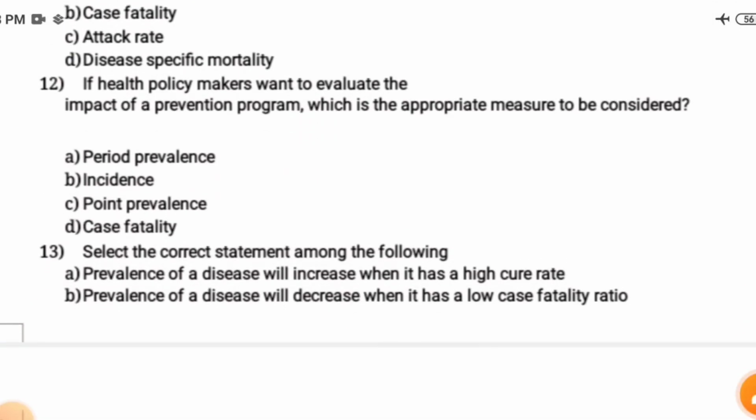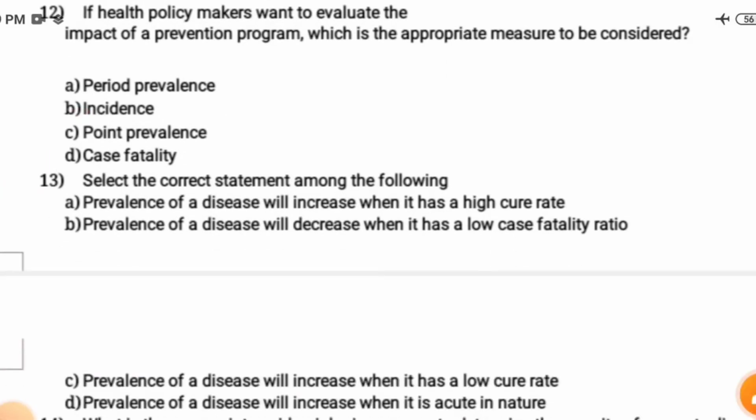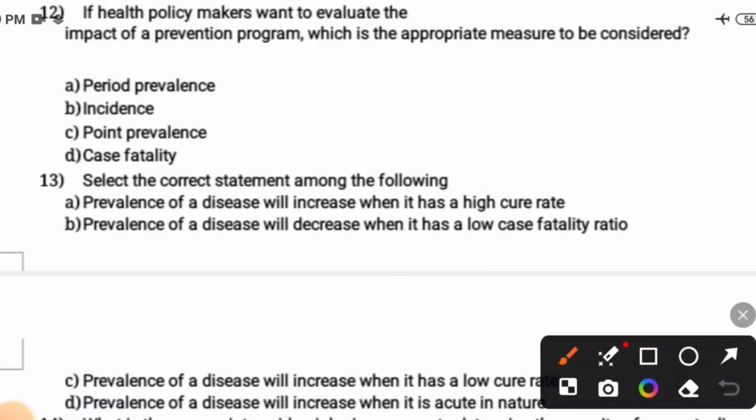If a health policymaker wants to evaluate the impact of a prevention program, which is the appropriate measure to be considered? Period prevalence, incidence, point prevalence, case fatality. So the best answer here is incidence. Okay, the answer is incidence.